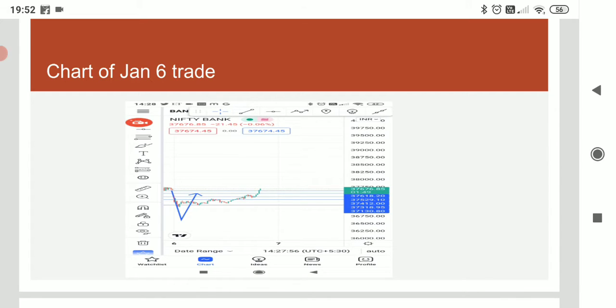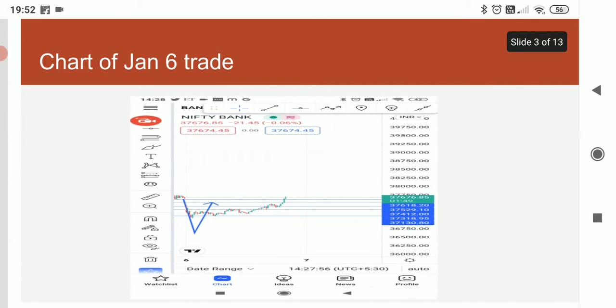So when you observe the chart of the June 6th trade, what do you see here? You can clearly see the gap down was there. After that it was moving downwards. If it is a gap down, it continuously moves downward. It is in a downtrend.